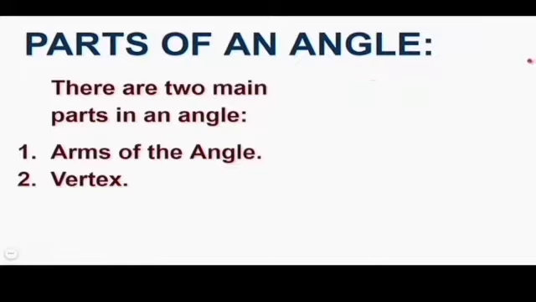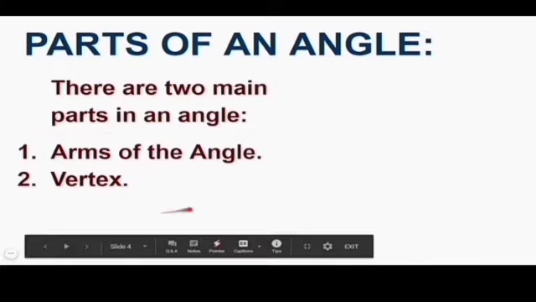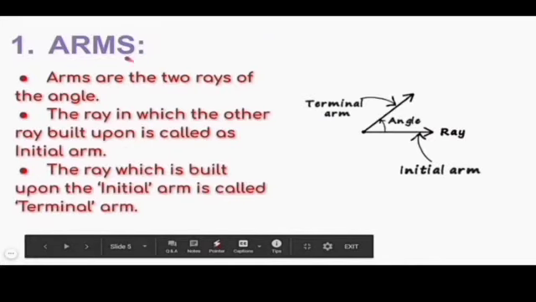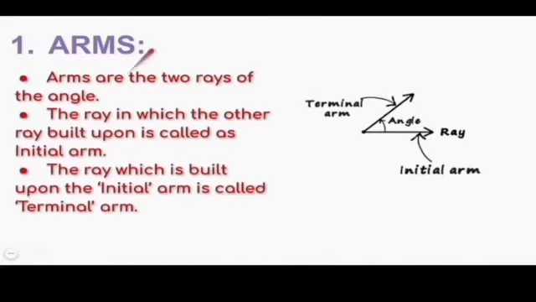Now we're going to see the parts of an angle. An angle consists of two main parts. Number one is the arms of the angle. Number two is the vertex. Arms of the angle: arms are the two rays of the angle.